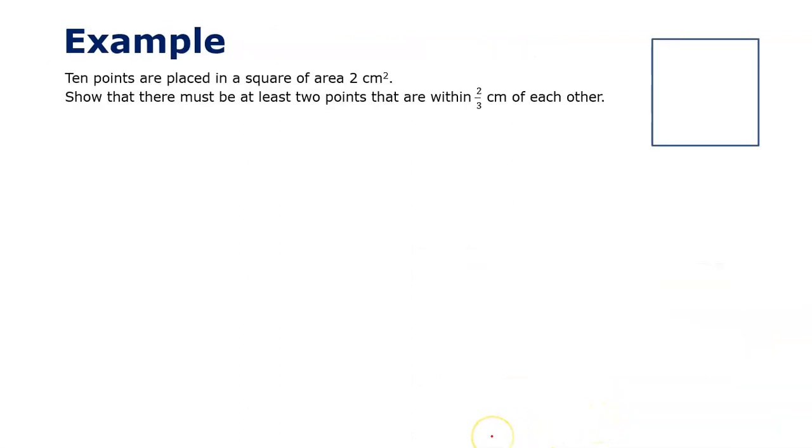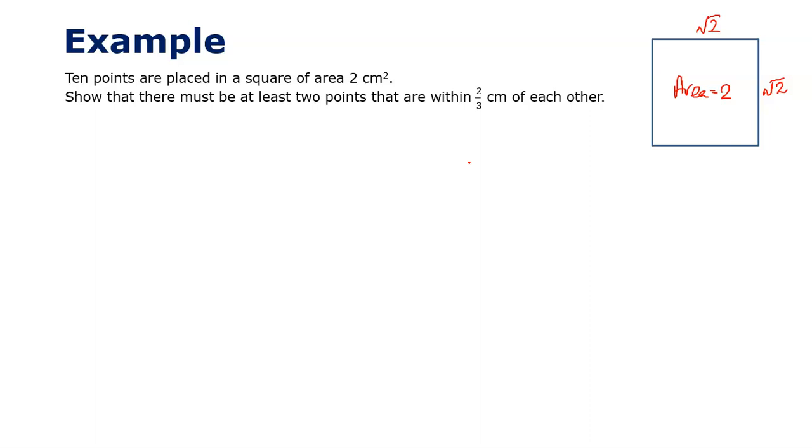So the next question then is, well, on the face of it, doesn't look anything like the pigeonhole principle. It says 10 points are placed in a square of area 2 square centimeters. Now this area is 2. So I suppose this is root 2 times root 2. So when I times the length by the width, it gives me an area of 2. But it says I put 10 points in this square, and it says show that there must be at least 2 points which are within 2/3 of a centimetre of each other.